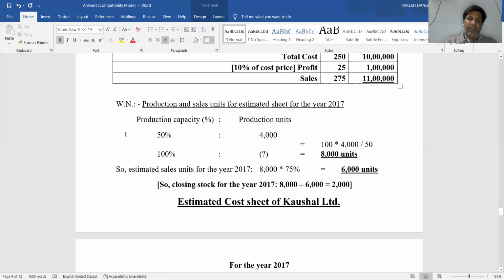In next year 2017, the company wants to produce at its 100% capacity, but the company can sell only 75% of production in the year 2017. So first we have to make a work note of how many units the company can produce and how many units the company can sell. As per data given in the question, the company utilized only 50% capacity in 2016 and the company manufactured 4,000 units. So for 100%, your answer is 8,000 units. But estimated sales in 2017 is 75% of production. So 8,000 units multiplied by 75% is equal to 6,000 units.